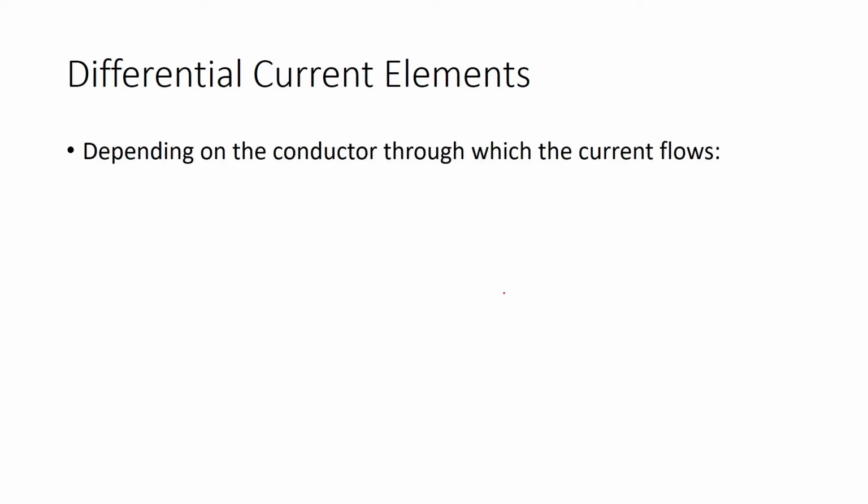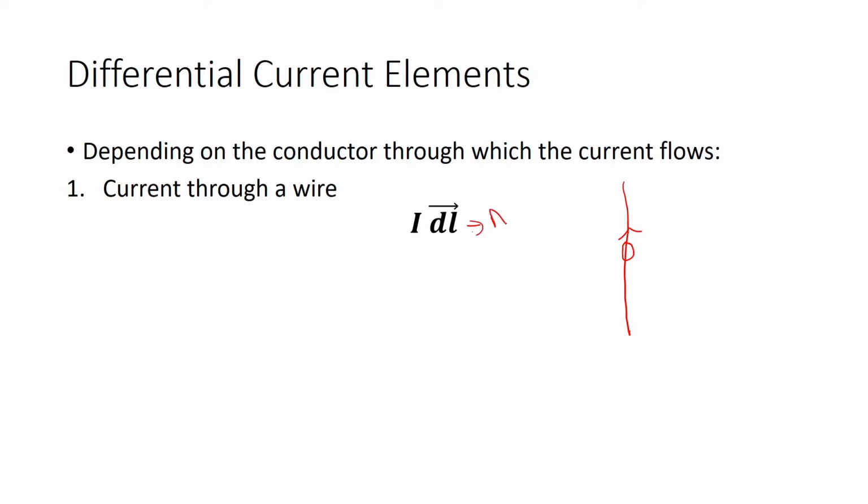As I have told you, there are three differential current elements. They are defined depending on the conductor through which the current is flowing. For your regular current carrying conductor, that is a current through a wire, the current element is, as we have seen already, just making a point source out of it. So the current element is I dL bar. Understand that the units of this are ampere meter.